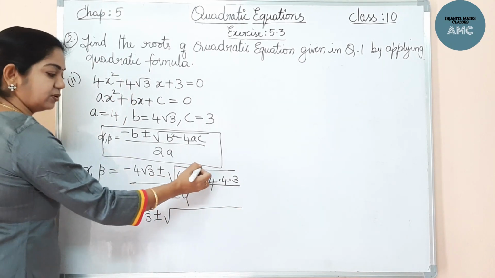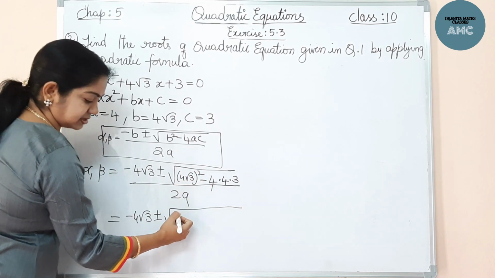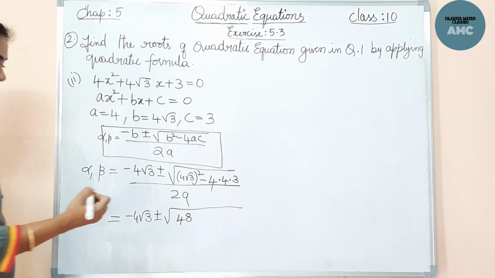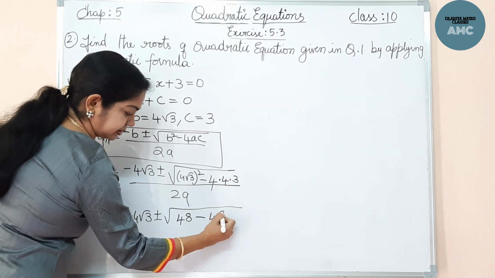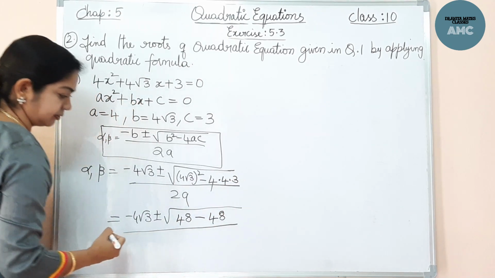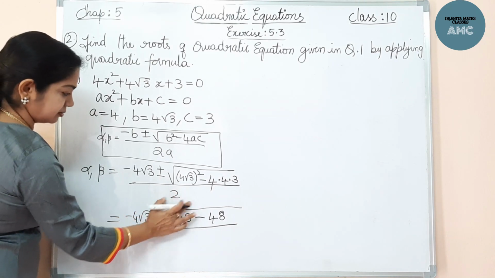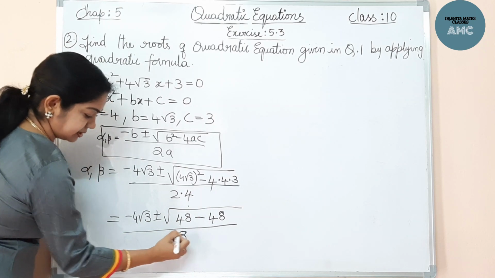Now minus 4 root 3 plus or minus under root, 4 square is 16, and root 3 whole square is 3. 16 3s comes to 48, minus 4 4s are 16, 16 3s are 48. And 2a, we didn't substitute a here. Now a is 4, 2 into 4 comes to 8.